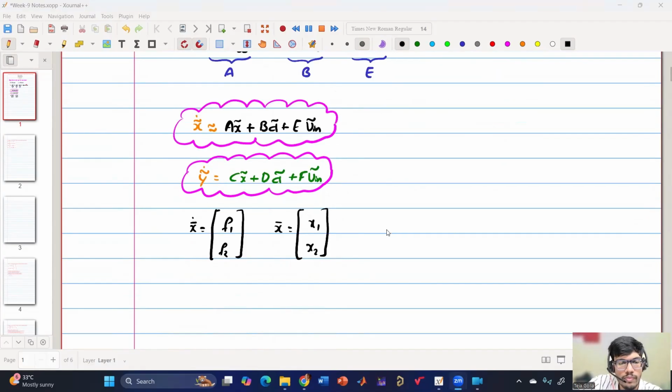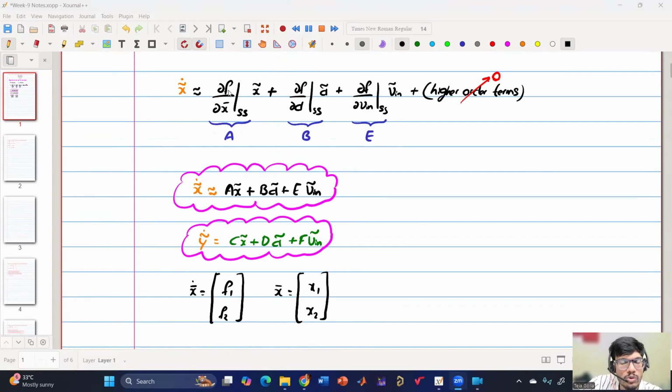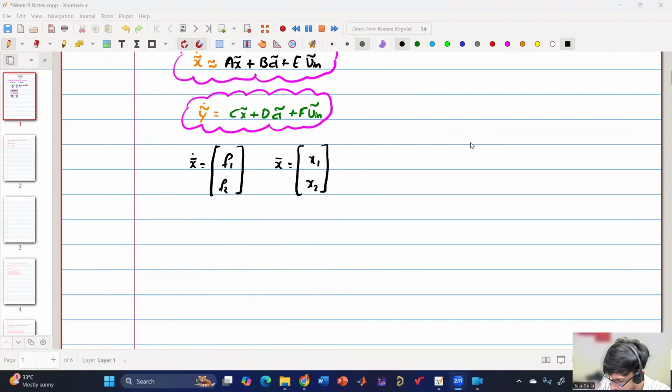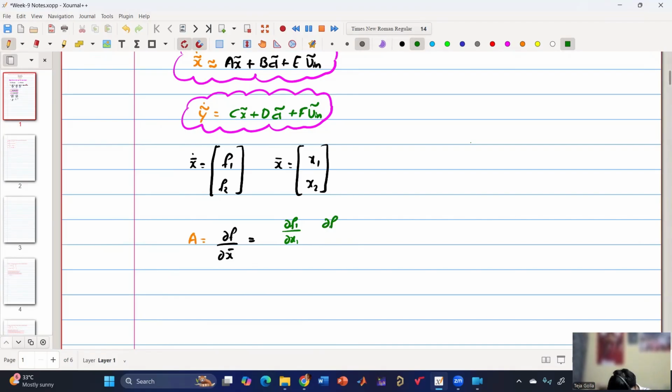So now, if I want to get the A matrix, I have to differentiate f with respect to x. So I can get my A matrix as dou f by dou x bar. But both of them are vectors, so how do we differentiate? We have to differentiate each element of f with each element of x. The expression will look something like this: dou f1 by dou x1, dou f1 by dou x2, and then dou f2 by dou x1, and dou f2 by dou x2. This is called the Jacobian matrix.